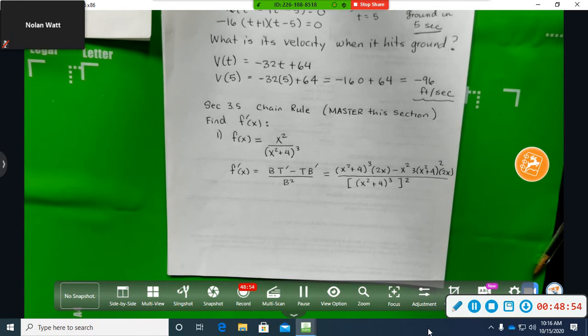Okay, now to simplify this, let's worry about the bottom first. I have something cubed squared. Does that add up to the 5th power or the 6th power? It's the 6th power. Raise a power to a power, you multiply exponents. So on the bottom you can put x squared plus 4 to the 6th.